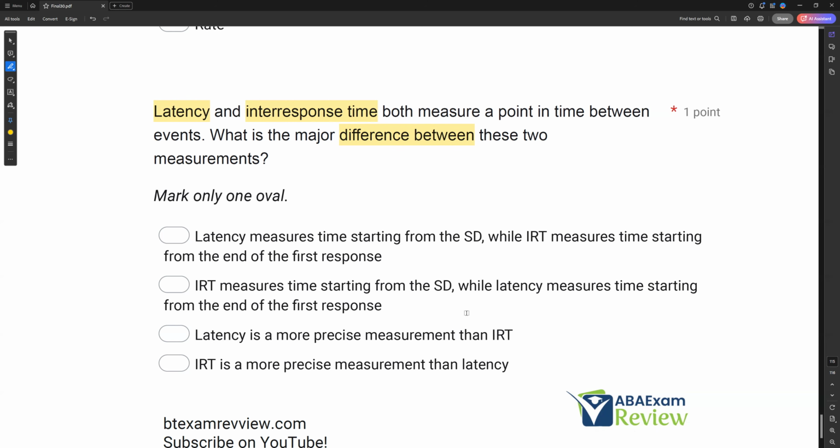C, latency is a more precise measurement than IRT. That's not necessarily true. It's really about what you are measuring and what you are trying to accomplish. And D, IRT is a more precise measurement than latency. Again, not necessarily true. It depends on what you're measuring and how you're measuring. A lot of different factors go into preciseness of the measurement. The difference is latency measures time starting from the SD, while IRT measures time starting from the end of the first response.